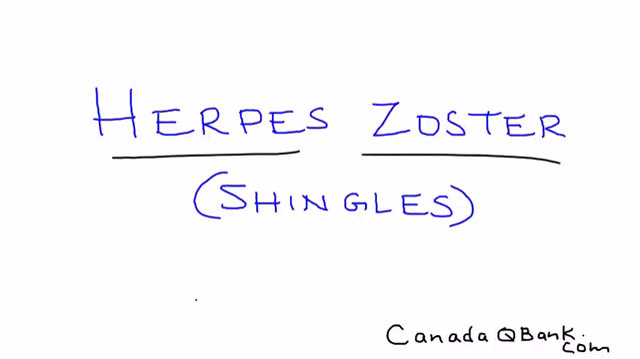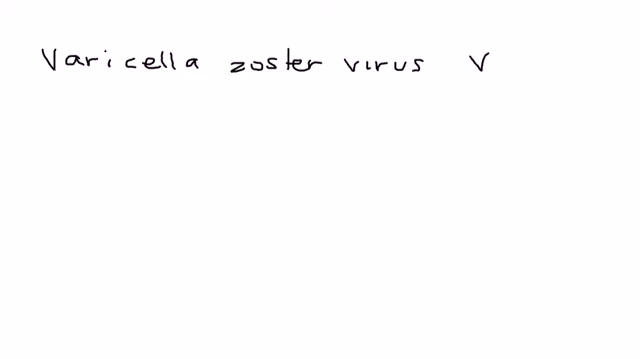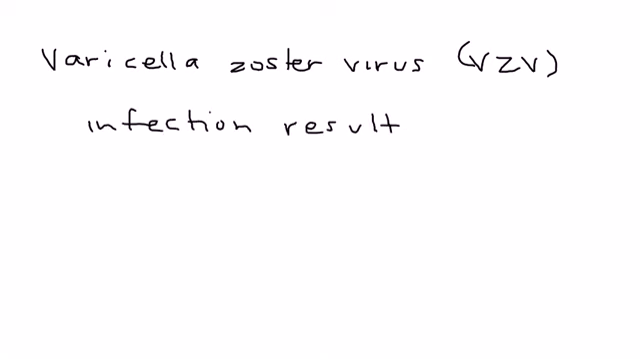Herpes zoster, also known as shingles, is the topic. And what's important to understand is that you have a virus known as varicella zoster, that I will abbreviate VZV, is the cause of chickenpox, and that's in its acute phase.